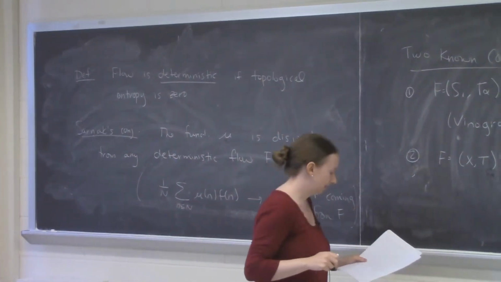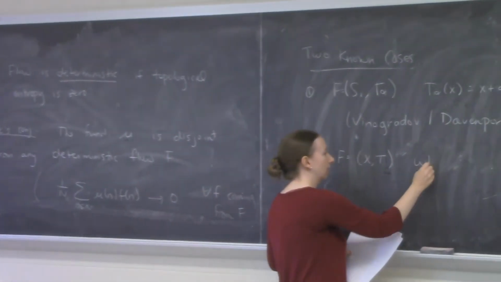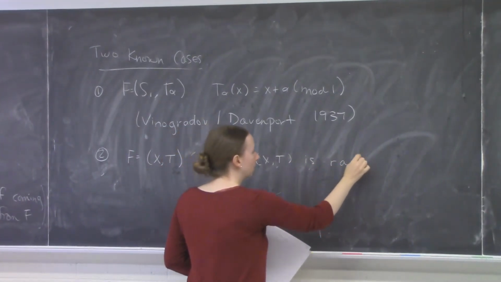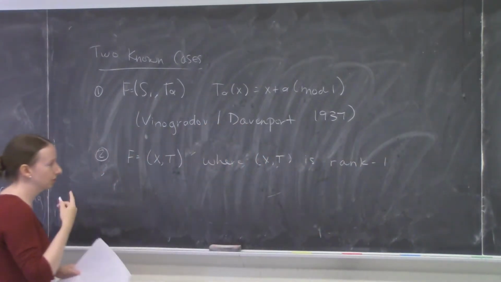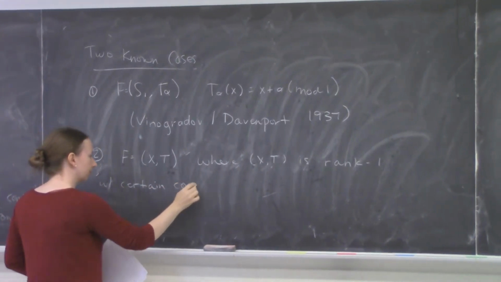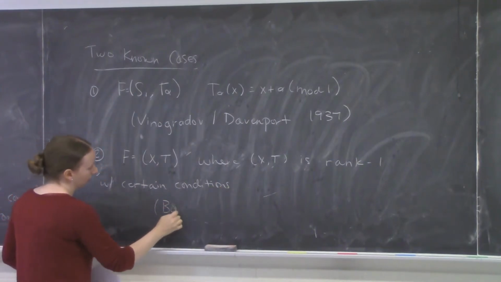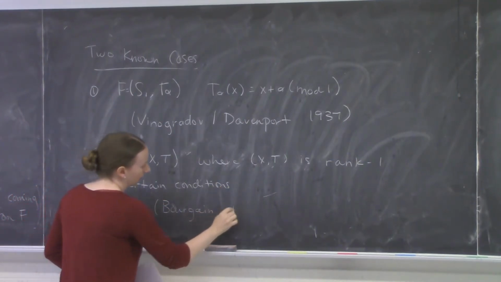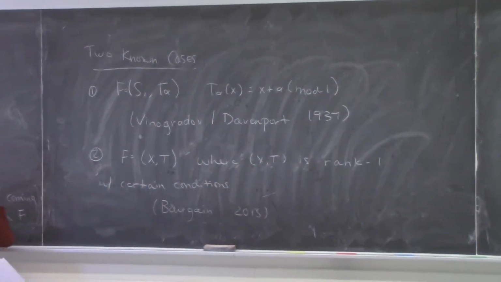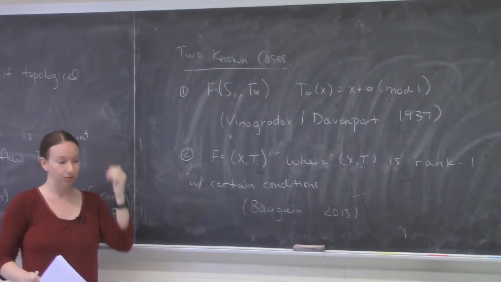The second class of functions are rank one transformations. So this is where XT is rank one, and with certain conditions. And this is by Bourgain in 2013. Okay, so I don't want to say too much. Maybe you know what a rank one transformation is, maybe you don't.